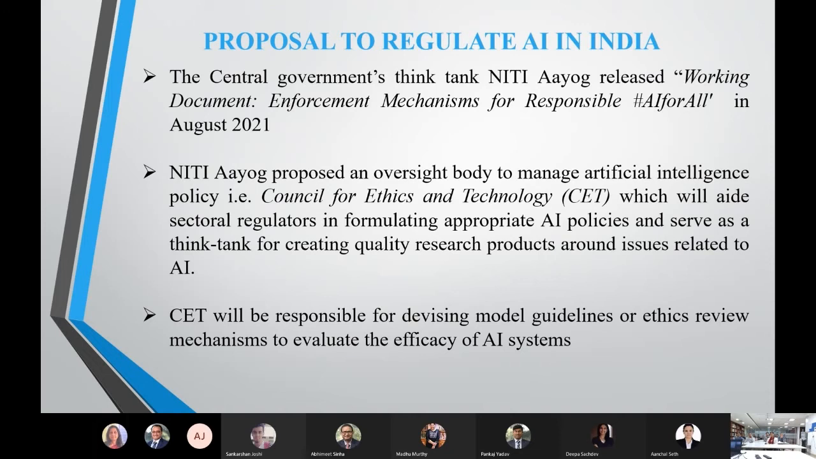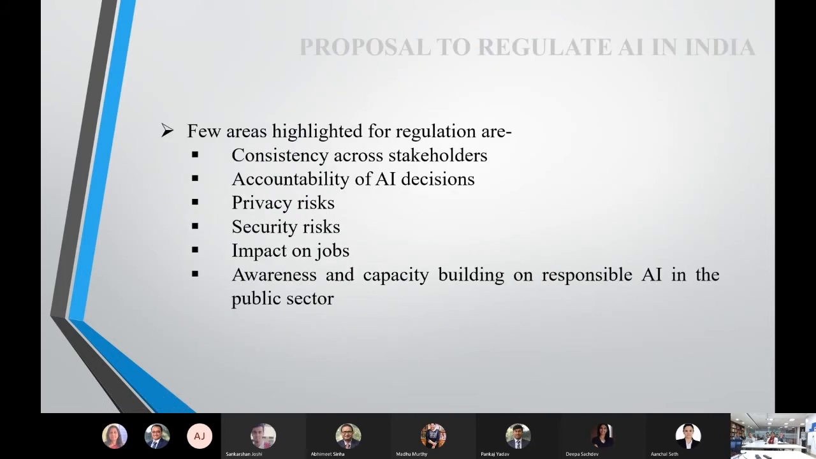So, but this is only at the inception stage where the deliberations are happening, and we have yet to see as to how the regulations are framed and how this whole technology and everything gets evolved. Because then the CET will also be responsible for devising the model guidelines for the efficacy of AI system. Now, few areas Niti Aayog had, of course, highlighted few concerns, which Yaman also was saying, impact on job. So there are few areas which have been highlighted on which we need to work on that.